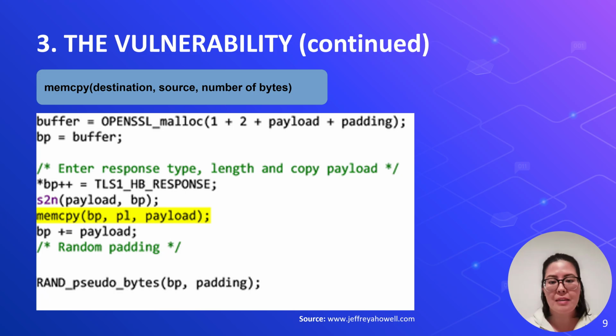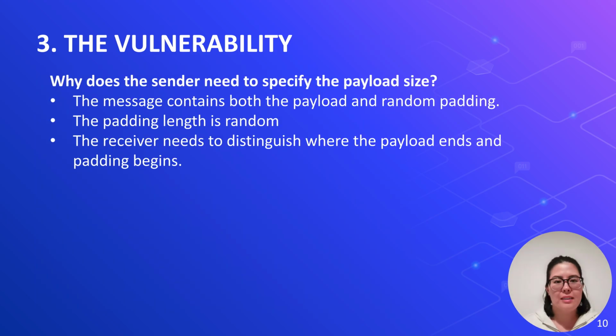So how do we prevent this exploit? Through input validation. If the declared payload size exceeds the actual received data, the response should be discarded to prevent unintended memory exposure. After memcopy, BP moves forward, preparing to add padding, and the memory is sent back to the sender. But if an attacker exploits this flaw, the response can include unintended data, resulting in a buffer overread and potential data leakage.